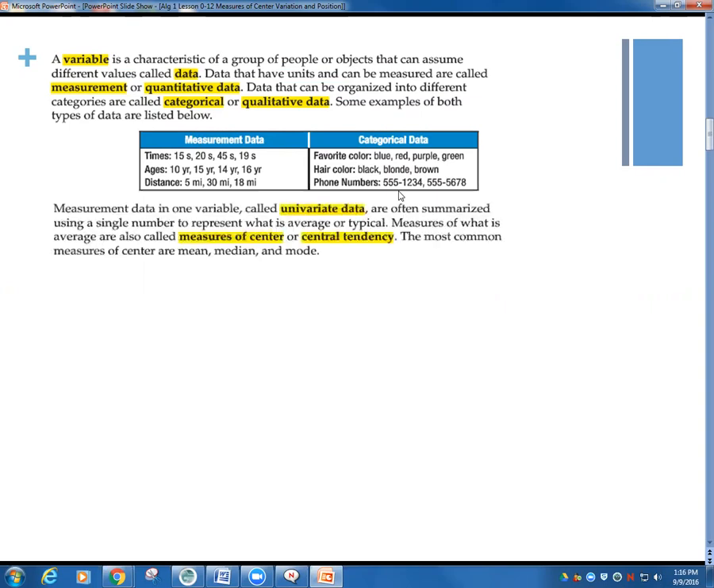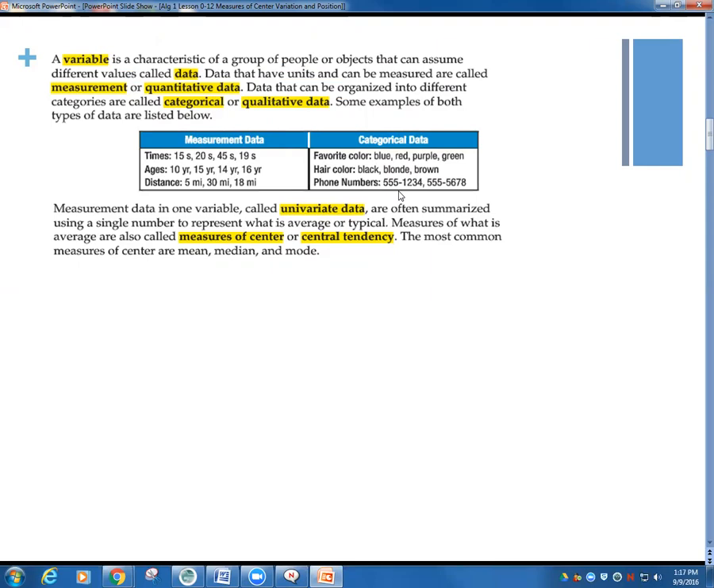Okay, so measuring data in one variable is called univariate data, often summarized using a single number to represent what is average or typical. So univariate data would be somebody's age. Measures of what is average are also called measures of center or central tendency, because the average, in one sense, can be thought about as where the middle of a set of information is. So if you're talking to high schoolers and you're asking them their age, the average age would be what the middle age, kind of, so to speak, is for those high schoolers.